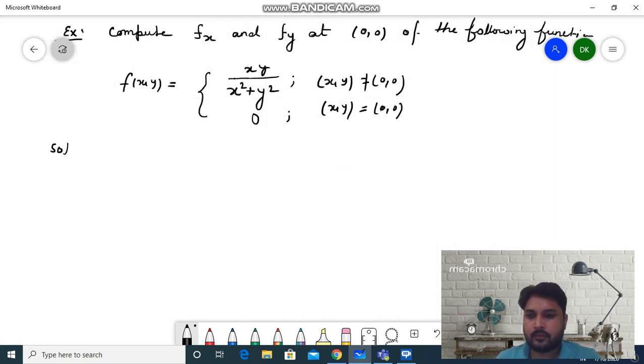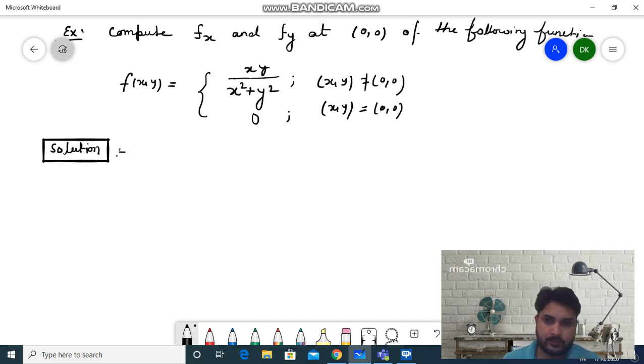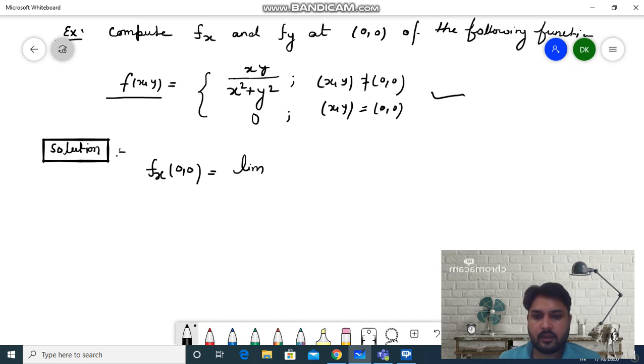So solution: here we have the function f(x, y) is equal to this one. First of all we will find the partial derivative fx at point (0, 0), and we know that it is evaluated by the formula limit h tends to 0 of f(0 plus h, 0) minus f(0, 0) upon h.